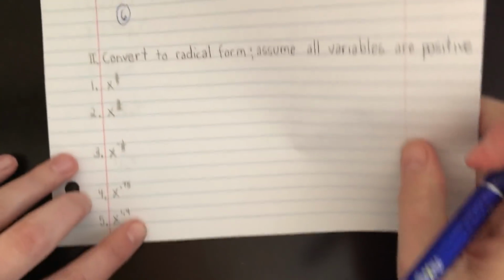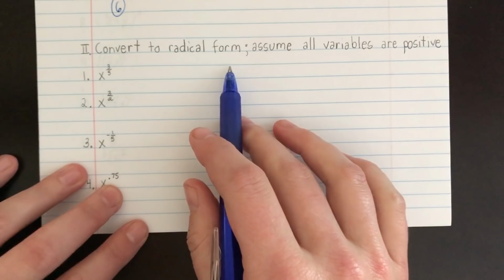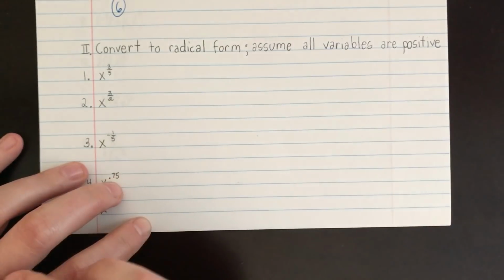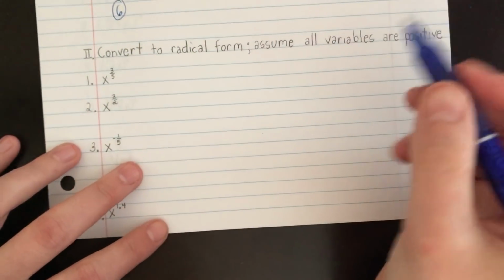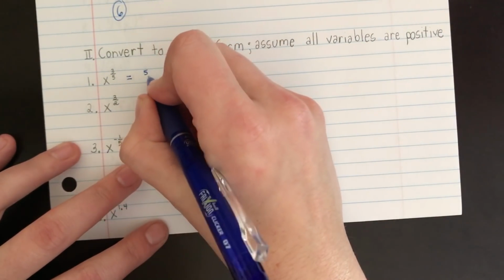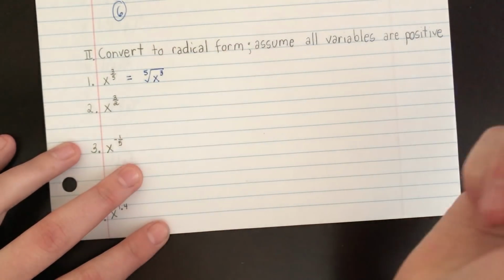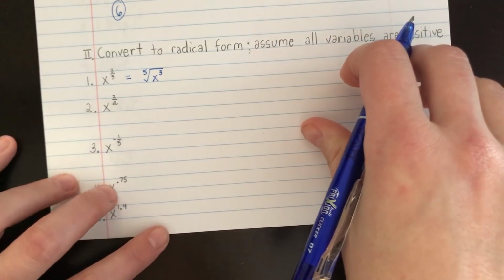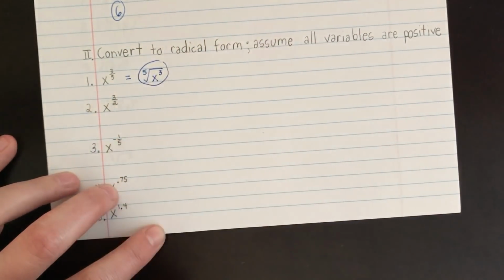Okay, so now we're going to talk about converting to radical form. So assume all variables are positive, that way we don't have to deal with absolute value. So before we looked at numbers, now we're looking at variables. So to convert this to radical form, remember the denominator is the index, the numerator is the power. So that is the same thing as 5th root of x to the 3rd. There's nothing that can be simplified there, so I'm done.